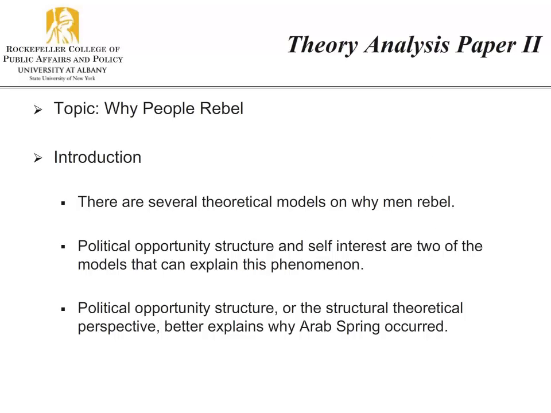For this demonstration, we are going to assume that the topic of the paper is to explain which comparative politics theoretical approach best explains why people rebel, in this case, the Arab Spring. Scholars have been studying why men rebel for quite some time, and this relatively rare phenomenon can be explained via several different comparative politics theoretical approaches. Of all the comparative politics theories, political opportunity structure, hailing from the structural approach, and self-interest, hailing from the rational choice approach, are the two perspectives that best explain why men rebel. In this paper, I argue that political opportunity structure, or the structural theoretical perspective, better explains the occurrence of Arab Spring.